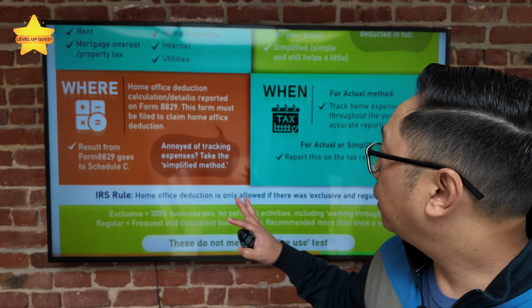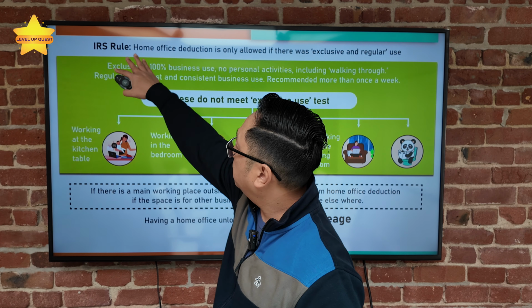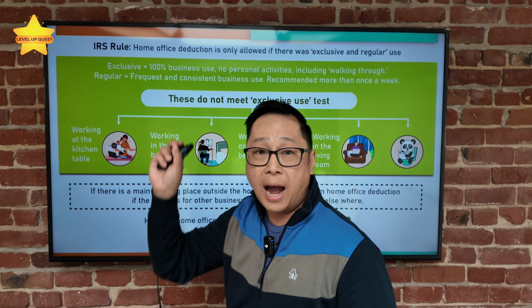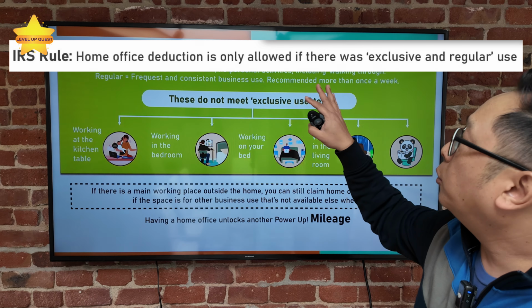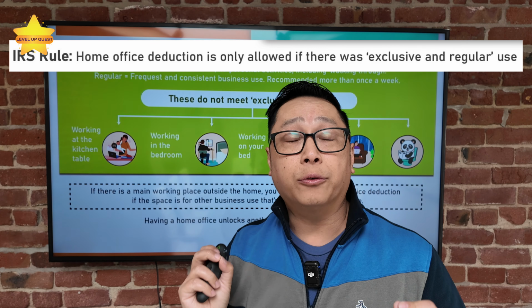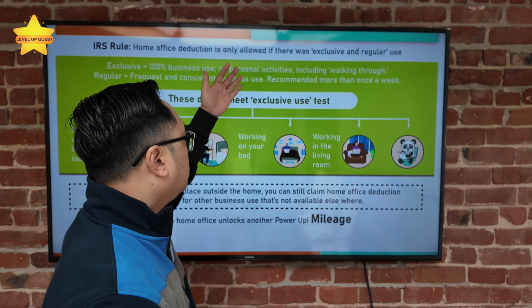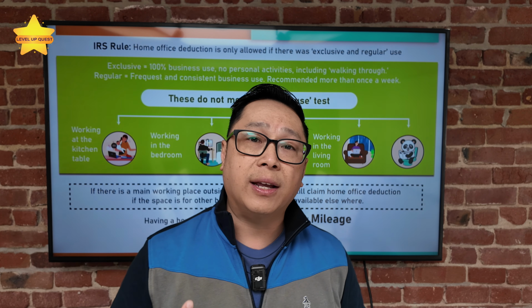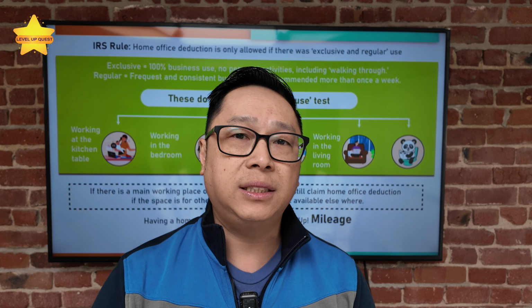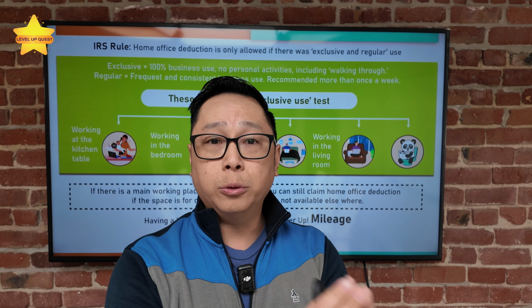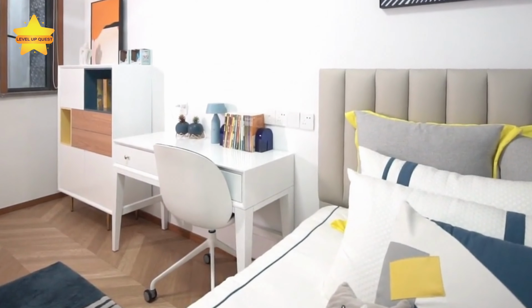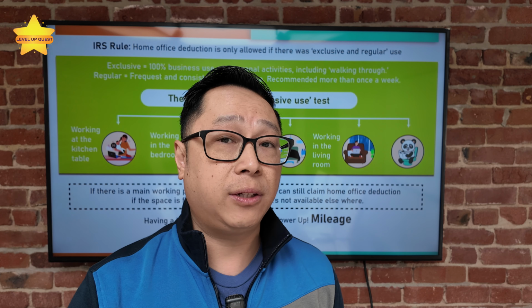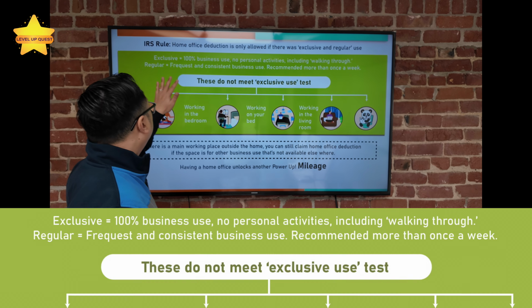Okay, next, what we're gonna go through is this little tidbit right here on the top, where it says there's a specific IRS rule that home office deduction is only allowed if there is exclusive and regular use. And this is the section that goes over what is considered exclusive and regular use, because there's a lot of misconception from clients that just because they have a room designated with a desk inside of it, that area is going to be considered home office. But there are very specific rules that we have to follow. Now let's go through this section right here.